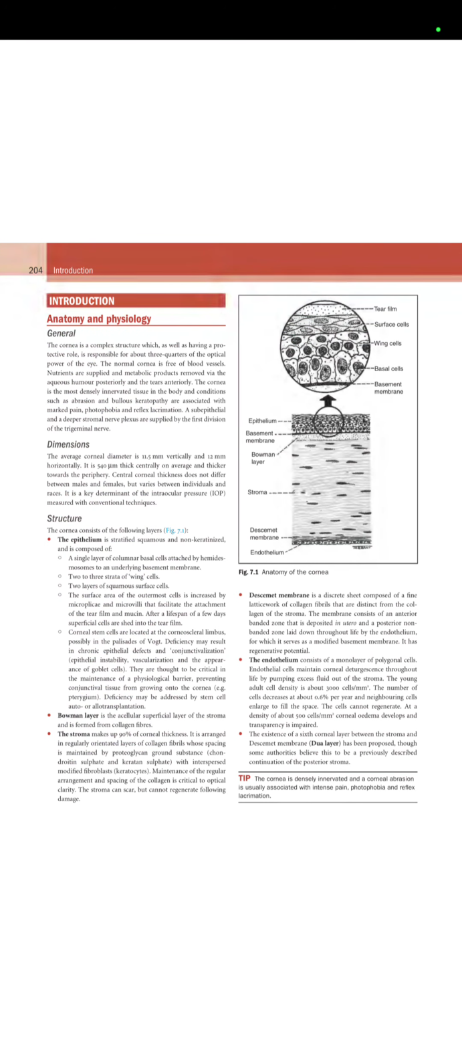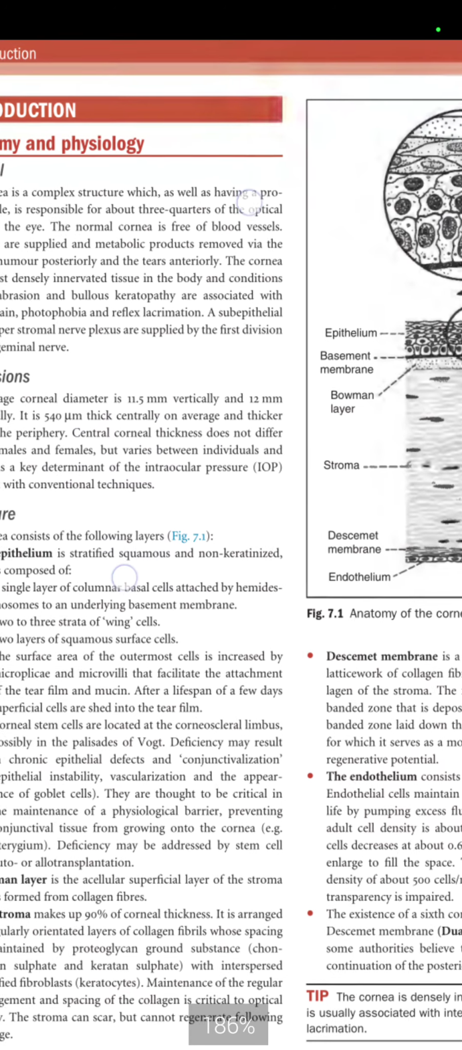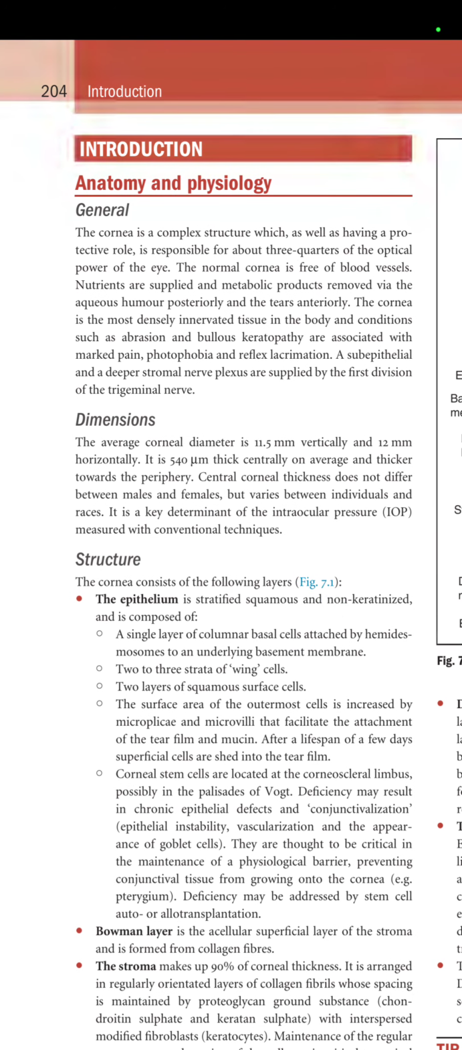So first we have an introduction. So introduction, there is an anatomy and the physiology. The cornea is a complex structure which, as well as having a protective role, is responsible for about three quarters of the optical power of the eye. So, what does this mean?